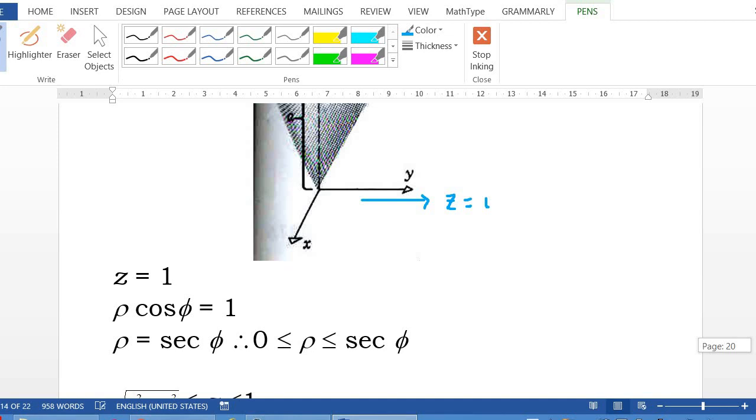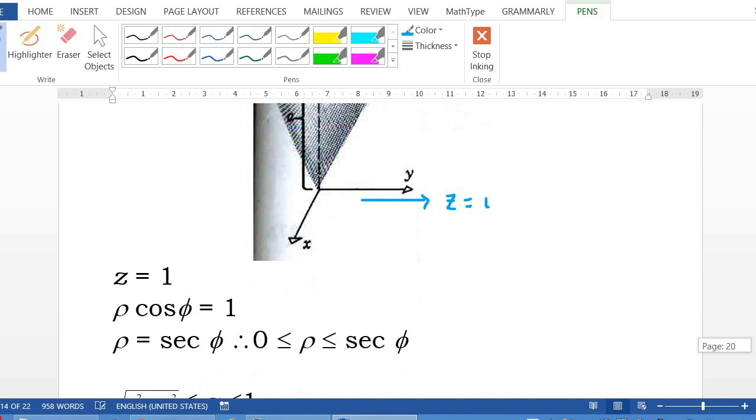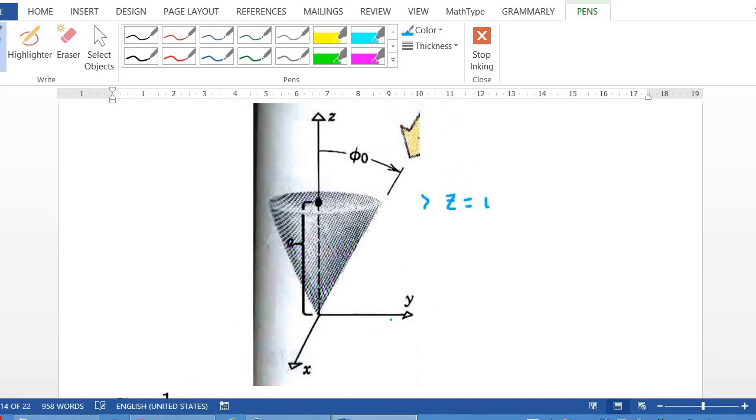Okay. So we don't have the sphere here, so how do we find rho? From z equal to 1, z is rho cos phi equal to 1. So cos phi we bring to the right-hand side and it becomes 1 over cos phi, which is secant phi. So in this case rho is from 0 to secant phi, because rho is measured from the origin until it touches z equal to 1.